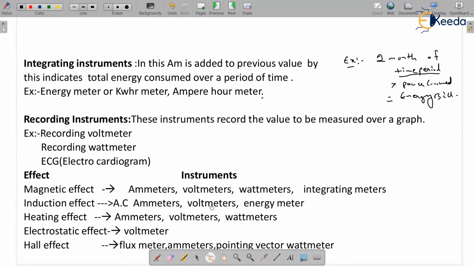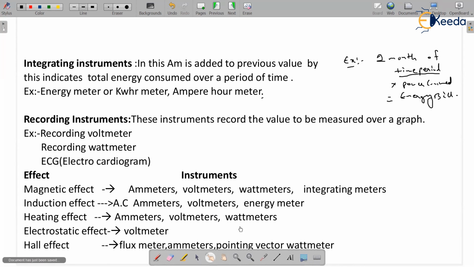AC ammeters, voltmeters, energy meters. Then next, heating effect: ammeters, voltmeters, wattmeters. Then next, electrostatic effect: voltmeter. Hall effect: fluxmeter, ammeters, Poynting vector wattmeter.